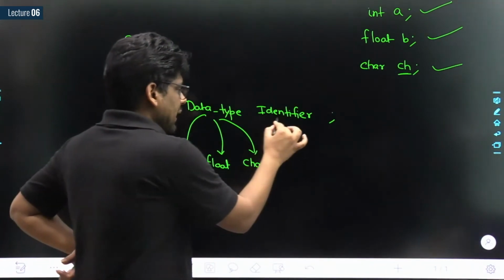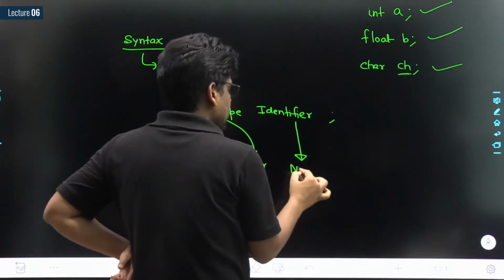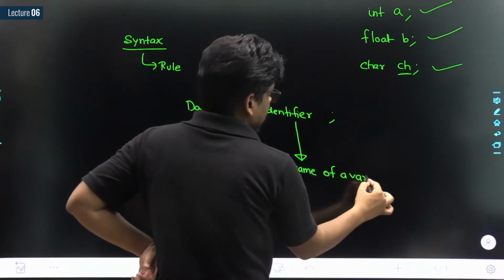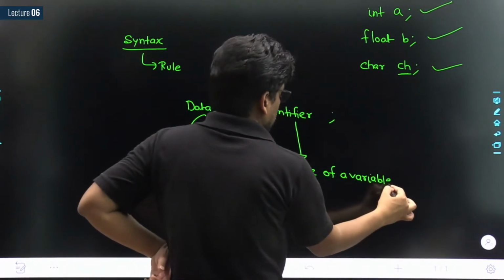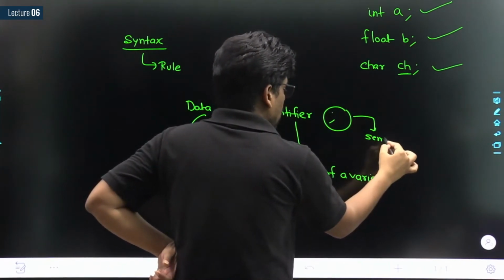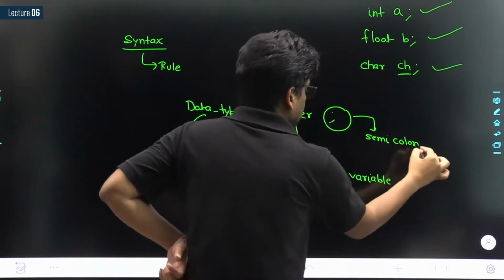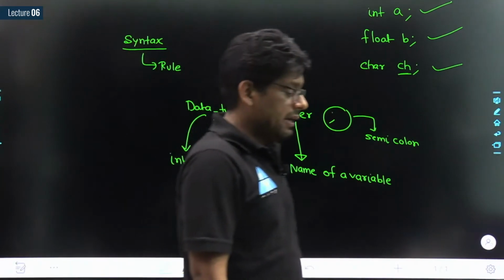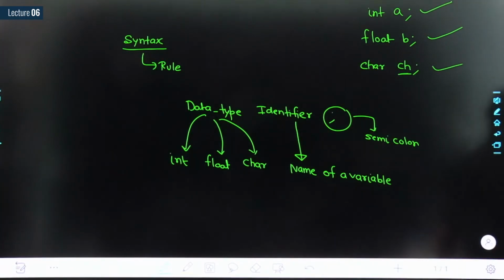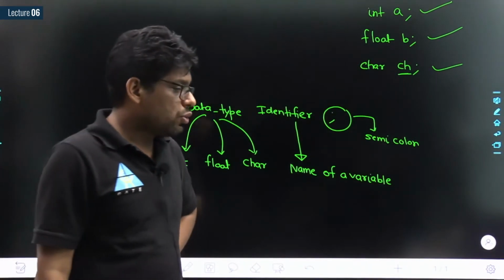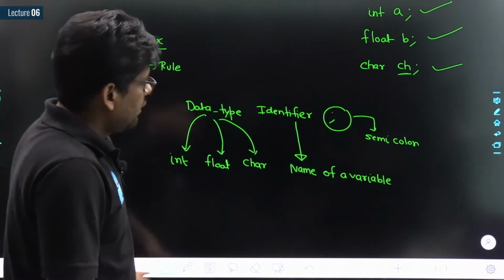Okay. What is an identifier? Sir, identifier is nothing but the name we choose for a variable. And what is this? Sir, this is a semicolon. So that's about declaration of an identifier. Okay. I hope everything is okay now. Everything is okay now.